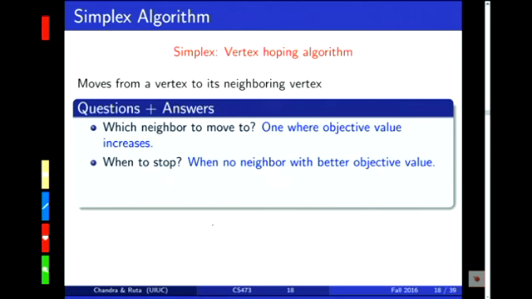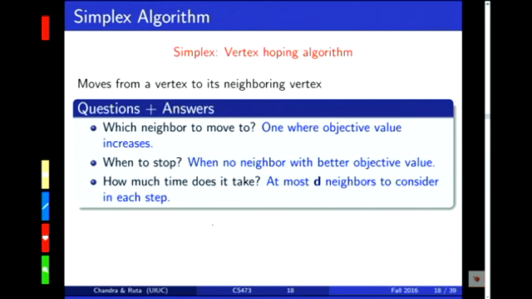And third, how much time does it take? In every step, I just have to check d neighbors. So probably order d or d square, or around that. Every step is order d or d square. Overall, we'll see how much time it could take in the worst case.